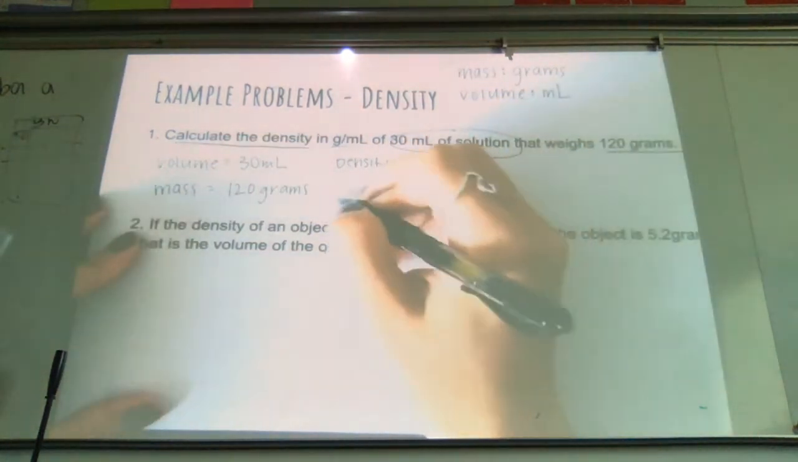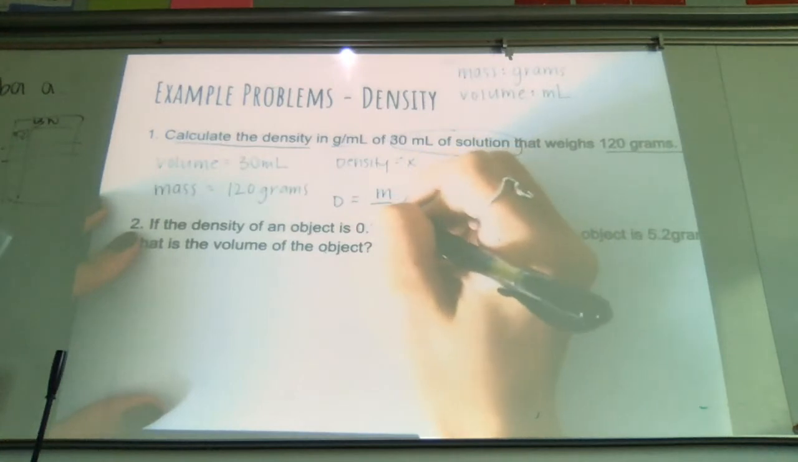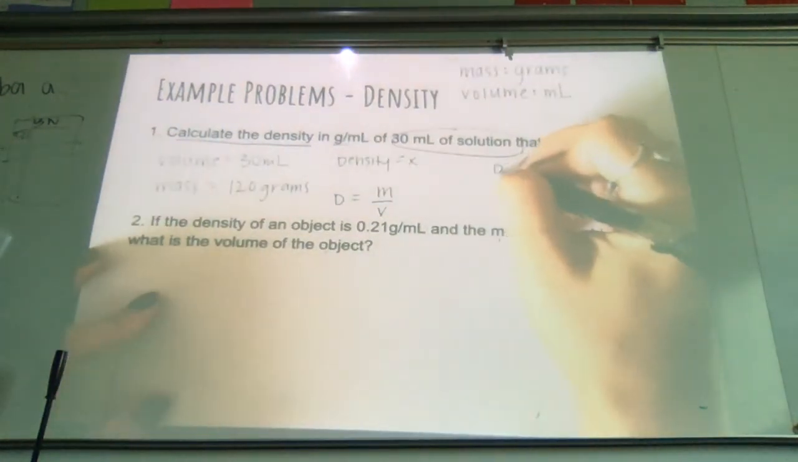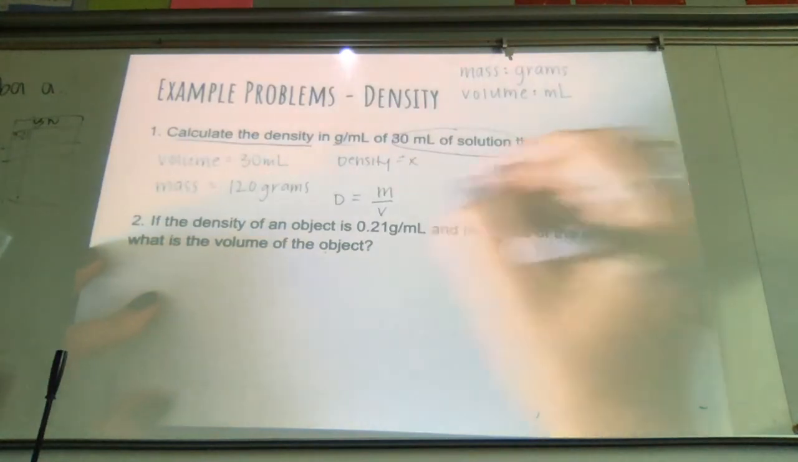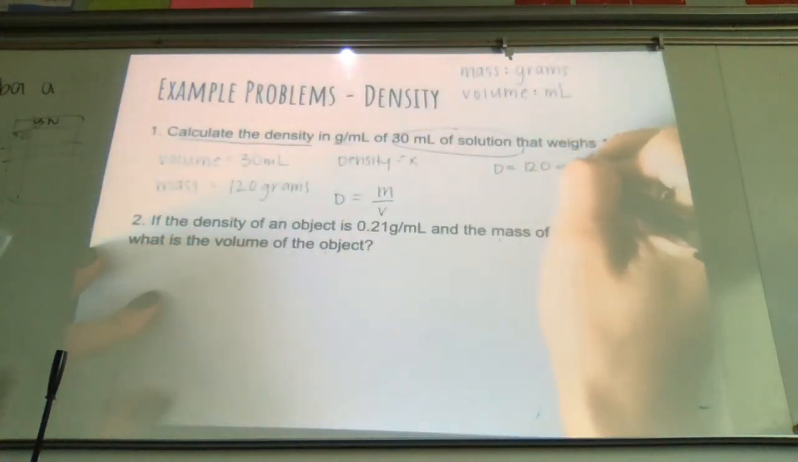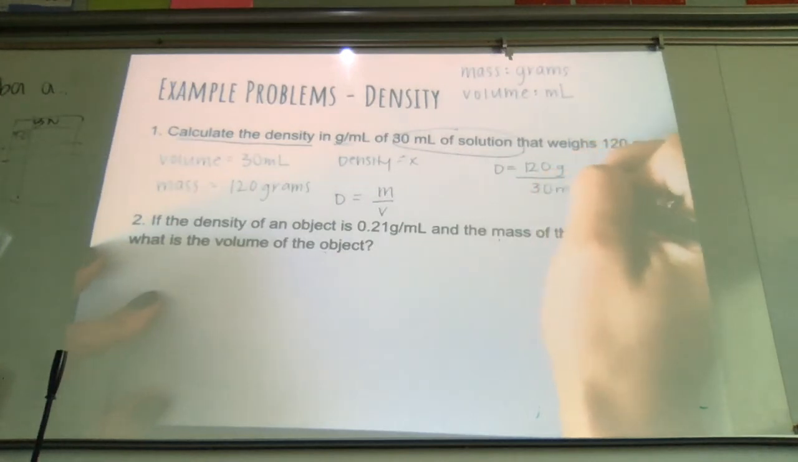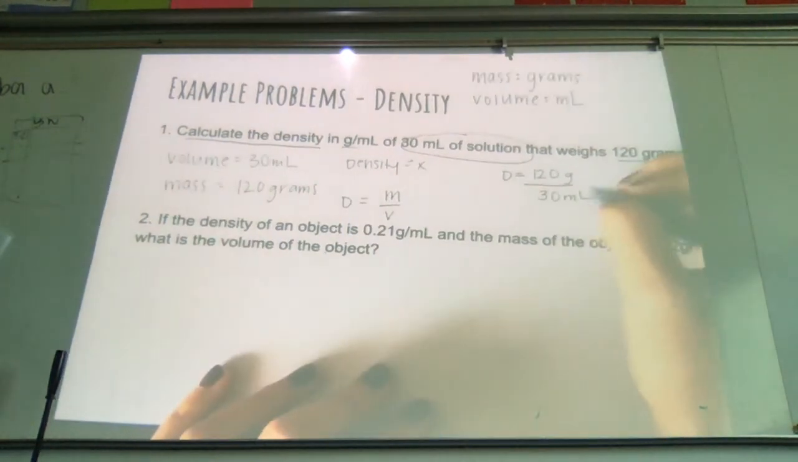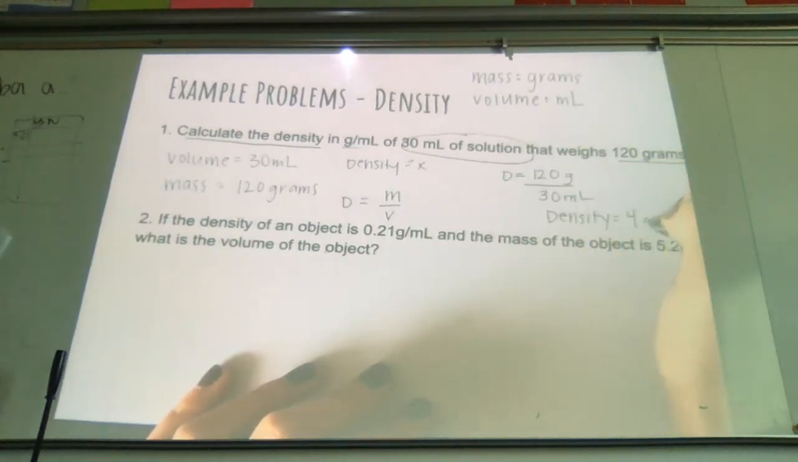So if we plug that into our formula, D equals M divided by volume, we're able to easily plug in our numbers to solve. So we plug in D equals mass, which is 120 grams, divided by 30 milliliters, and then you're going to plug that into your calculator. So take a moment and solve that. When I solve that, I get density is equal to 4 grams per milliliter.